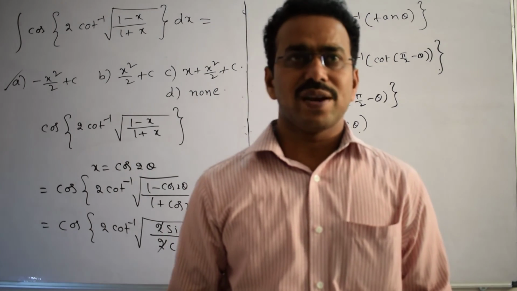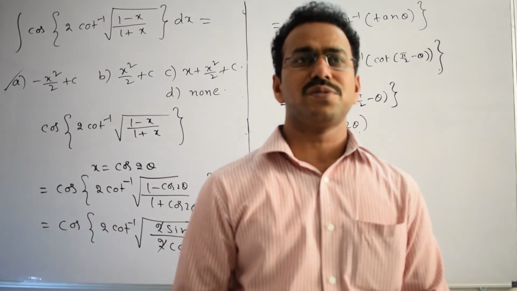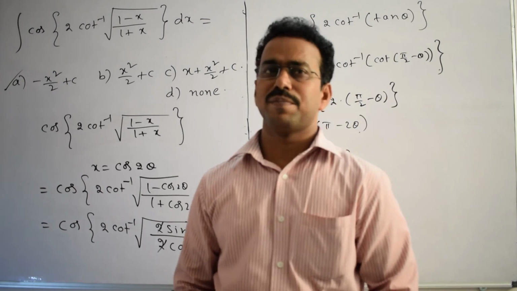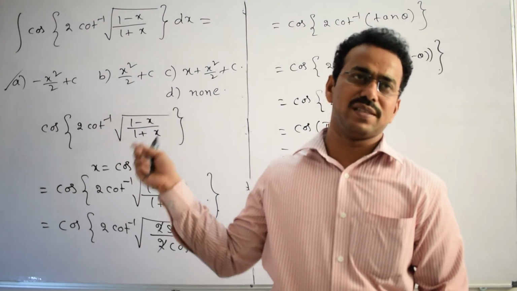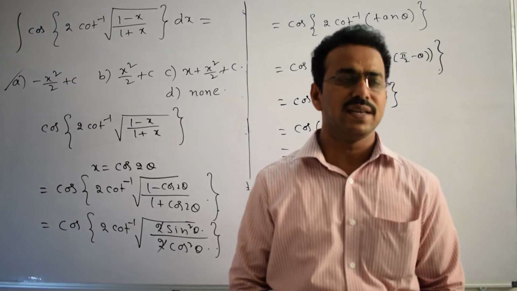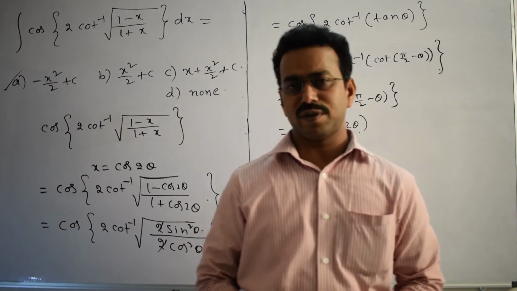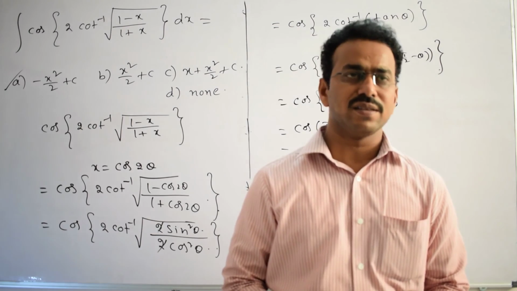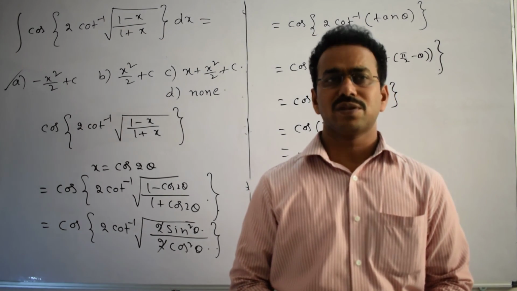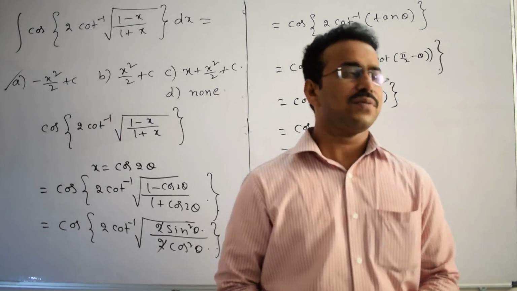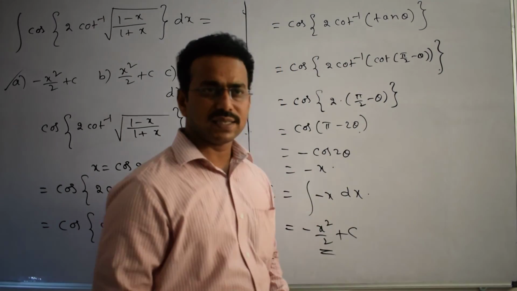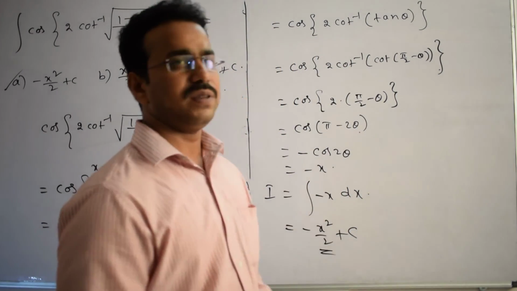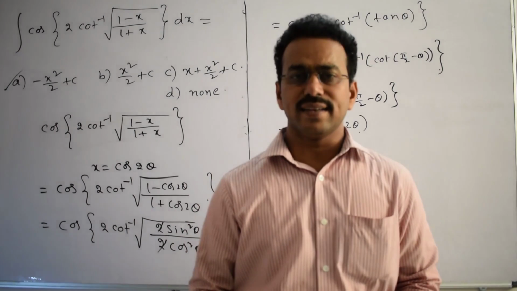So at last, what is the key concept we applied here in this question? Here simply we applied substitution. Substitution means they have given an inverse trigonometric function. In that function there is a square root of 1 minus x by 1 plus x. So whenever you are facing 1 minus x by 1 plus x, definitely you have to substitute x equals cos theta so that we can eliminate 1. Finally we got the integrand as minus x, then we evaluated the given integral.